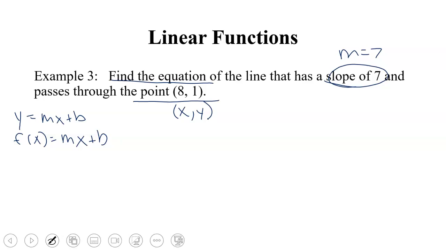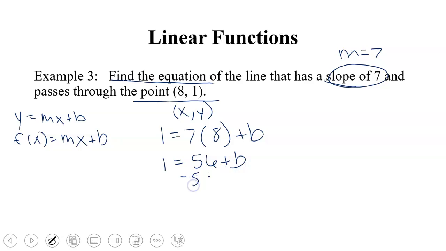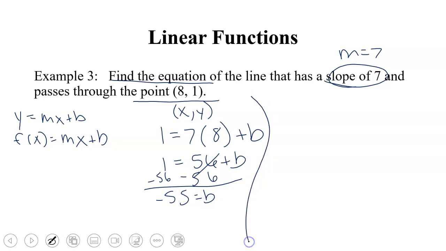So instead of y, I'm going to put a 1 equals, what's my m? Well, that's 7. What's my x? That's positive 8. And I need to find the b. So 7 times 8 is 56. Bring the 56 over. We're crossing the equal, so subtract it. So I have negative 55 is my b. That's your first step.